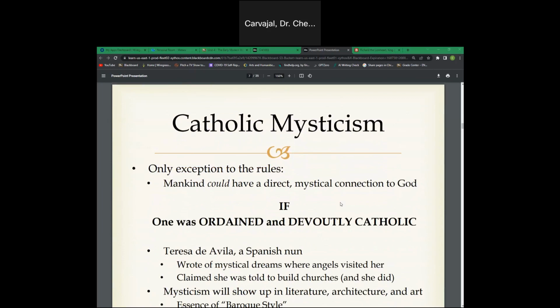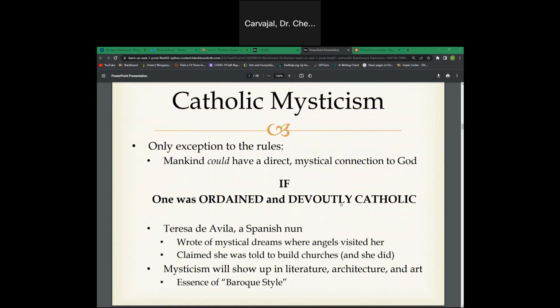With one exception. And that was mysticism. They said essentially, okay, yes, you can have an individual mystical connection with God yourself, on a personal level, but only if you were devoutly Catholic and ordained. In other words, you have to be clergy. You had to be a priest, a monk, a friar, a nun, somebody who was an ordained Catholic, part of the ordained Catholic ministry. A regular person, a lay person, some dude who owned a store downtown, you could not have this relationship with God.